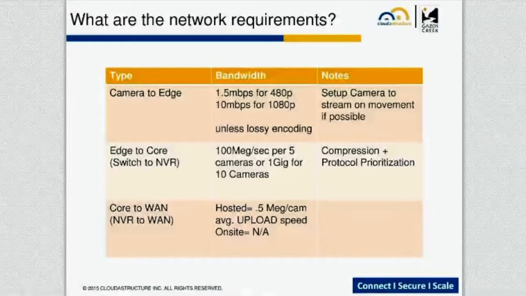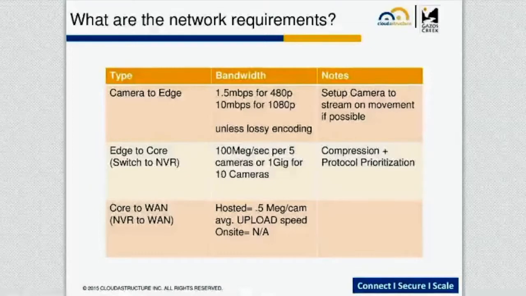But just talking about the camera, thinking about this structure: camera to the edge performance, edge to core performance, and core to WAN performance. So what the cloud structure system does is it starts to separate the performance requirements. It's a really key point.